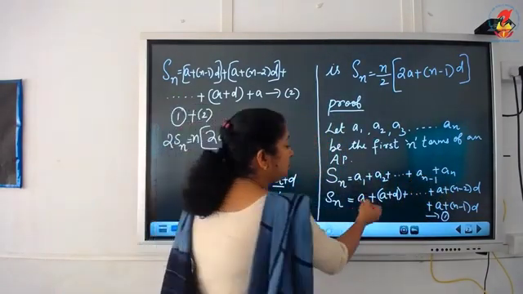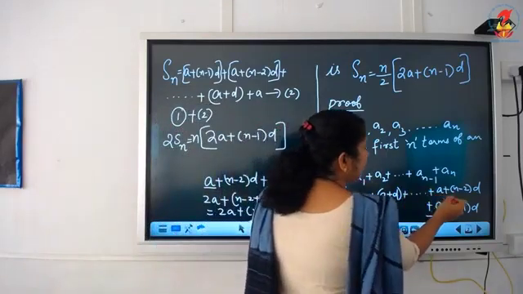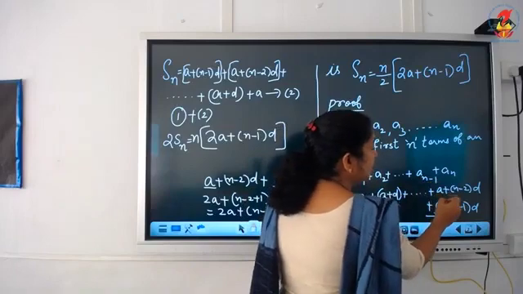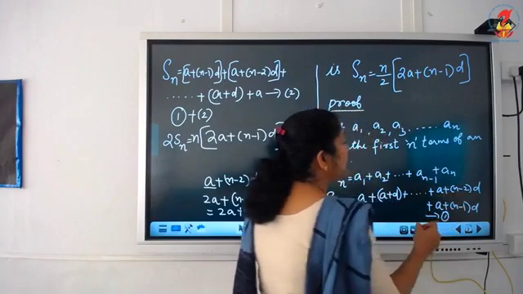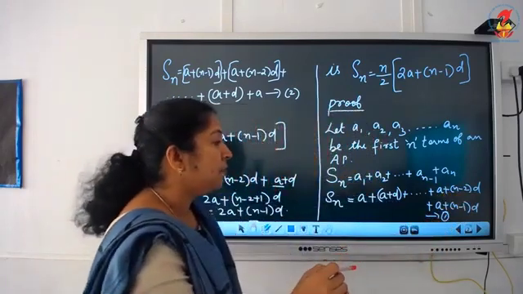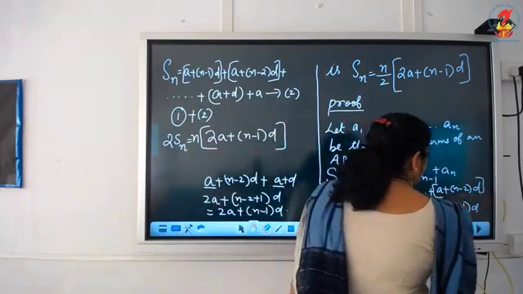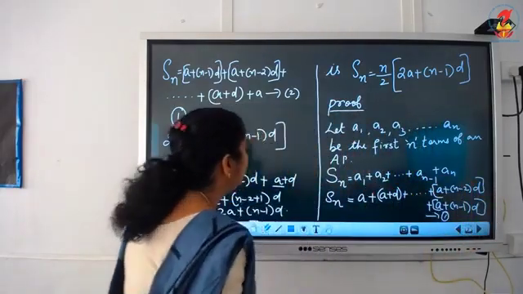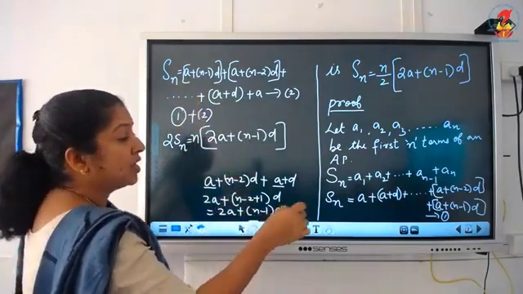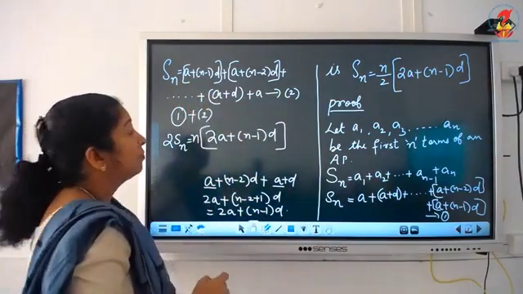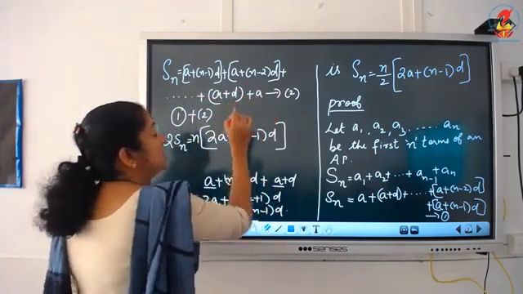So, a1 means the first term a, a2 means a plus d, plus etc. plus the n minus 1th term, a n minus 1 is a plus n minus 2d, a n is a plus n minus 1d. Then in this step we have written the reverse order. We have started from a plus n minus 1d plus a plus n minus 2d plus etc. plus a plus d plus a.